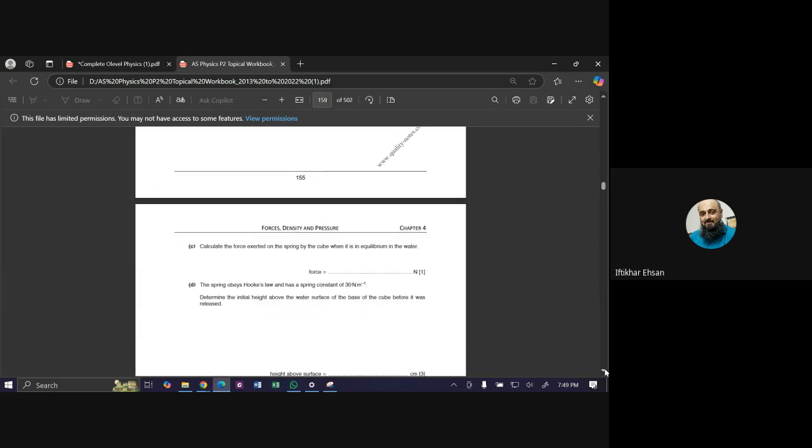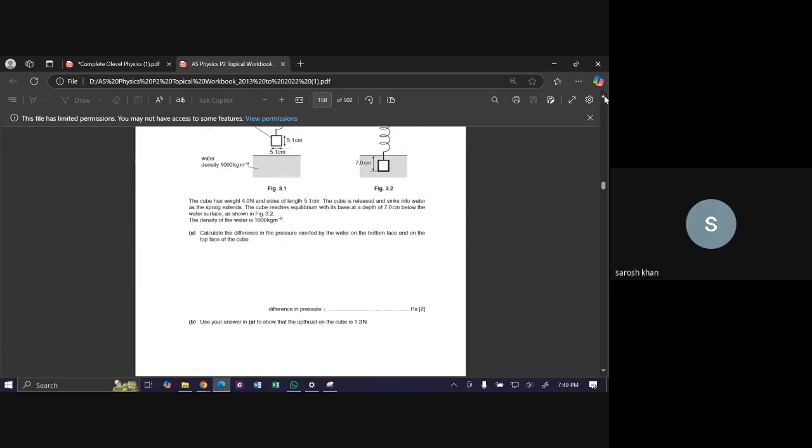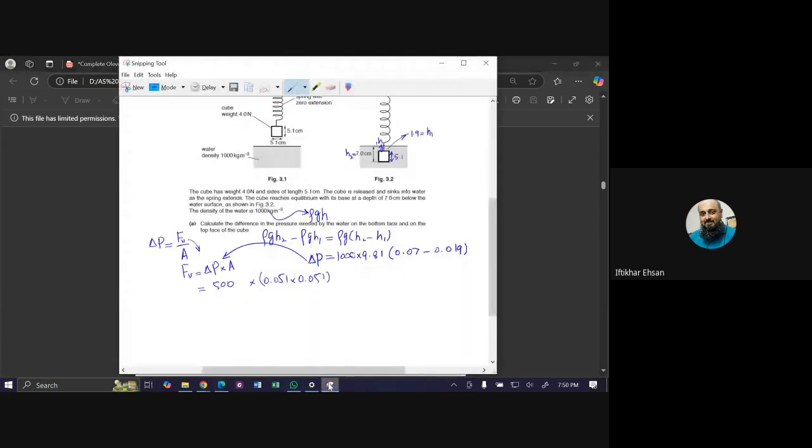It says calculate the force exerted on the spring by the cube when it is in equilibrium. So force exerted on the spring. The force in the spring is called the tension, right? How would you find that? For the cube to be in equilibrium, the force exerted by the spring should be equal to its upthrust. No, it should not really be. It should be equal to the weight.